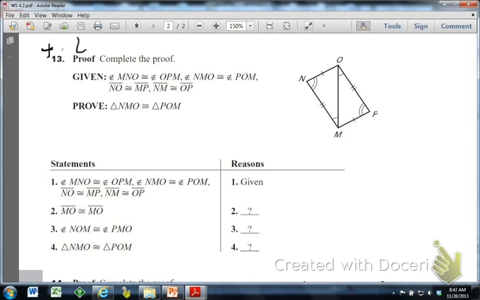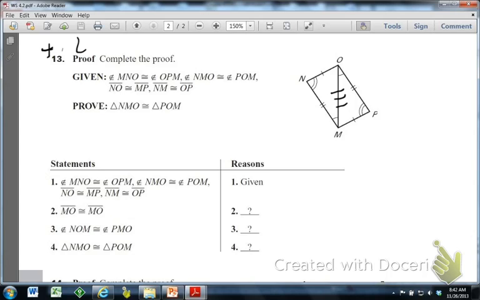So they're asking us to prove the triangles are congruent. At this point, in order to prove that the triangles are congruent, we have to prove all 6 parts of the triangles are congruent. We have to show that all of the angles are congruent and all the sides are congruent. So right off the bat, I could see that they didn't write anything on segment OM, but segment OM is shared by both of the triangles.